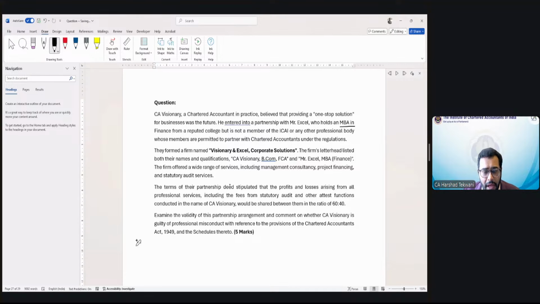It talks here that he is not a member of ICAI or any other professional body whose members are permitted to partner with CAs under the regulations. Rather, it does not talk about the universities or institutes recognized by the All India Council for Technical Education. So I cannot count this MBA first of all for clause 4. So this is not part of regulation 53A3, because it has to be recognized, which it is not.